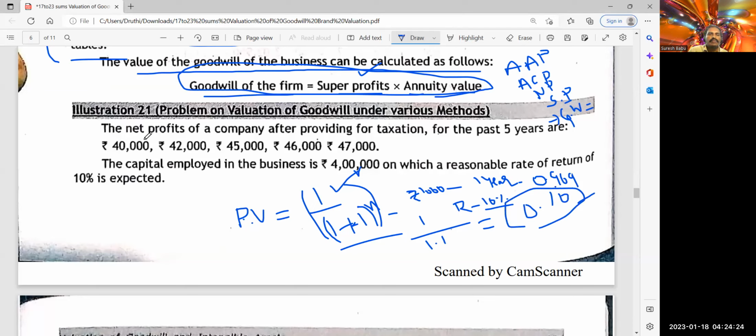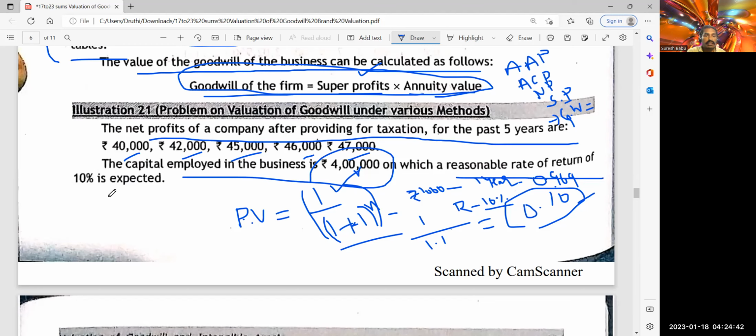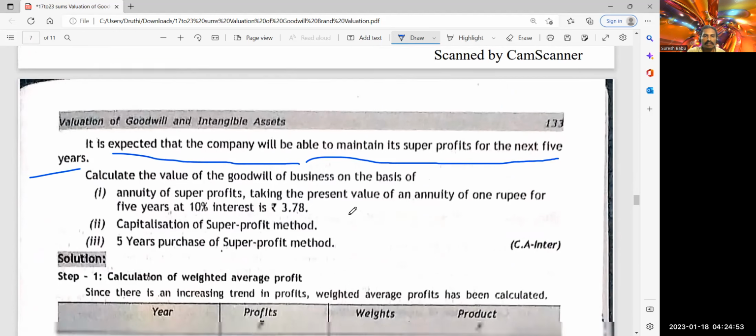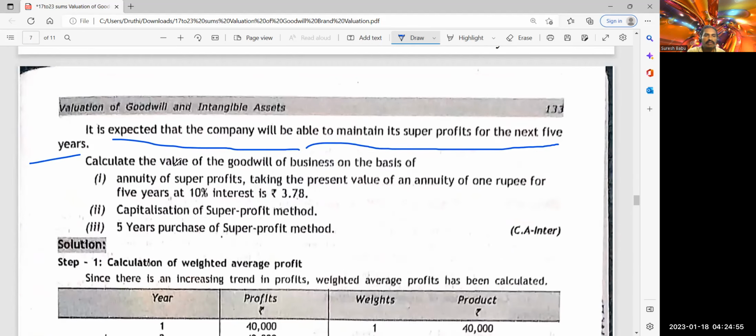Then the net profits of a company after providing for taxation for the past 5 years are 40,000, 42,000, 45,000, 46,000, 47,000, after tax is given. The capital employed in the business is 4 lakhs, on which a reasonable rate of return of 10% is expected. It is expected that the company will be able to maintain its super profits for the next 5 years. How many years? 5 years. So 5 years is the goodwill.